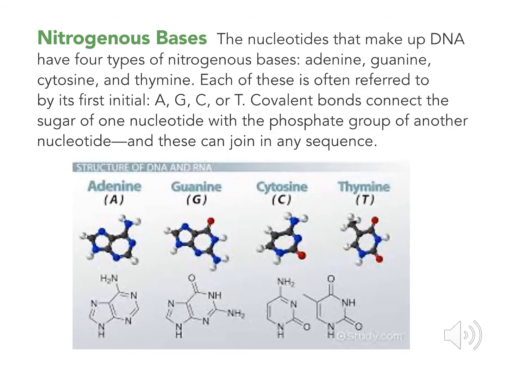The nucleotides that make up DNA have four types of nitrogenous bases: adenine, guanine, cytosine, and thymine. Each of these is often referred to by its first initial, A, G, C, or T. Covalent bonds connect the sugar of one nucleotide with the phosphate group of another nucleotide, and these can join in any sequence.